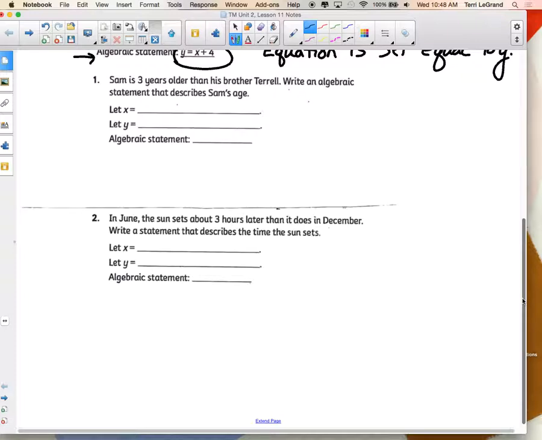Okay, so let's let x equal what? What can we let x equal? One of our unknowns. How old Sam is. Okay, so Sam's age. We don't know how old Sam is. Variables represent unknowns. Katie, Terrell's age, what's Terrell's age going to be? The Y? Okay, so you want Y to be Terrell's age, okay. Our other unknown. We don't know how old Terrell is.